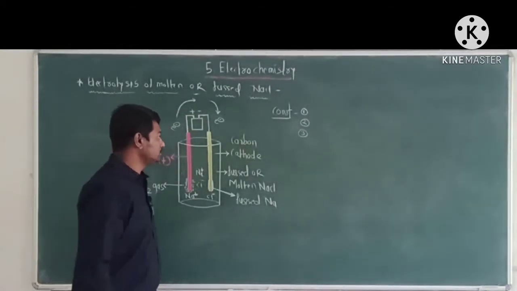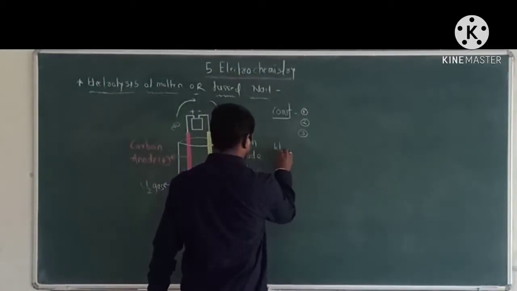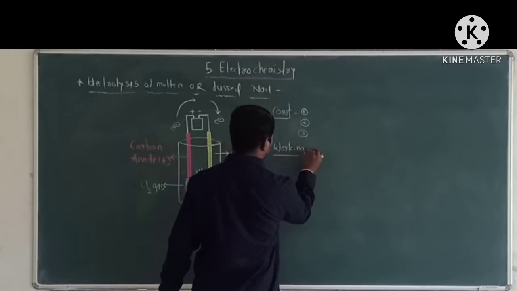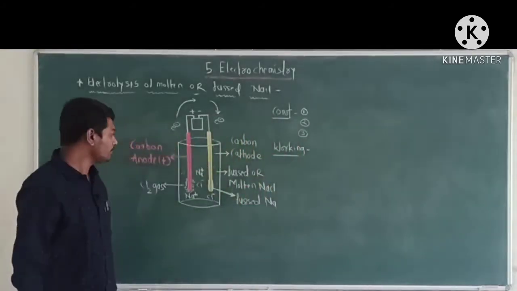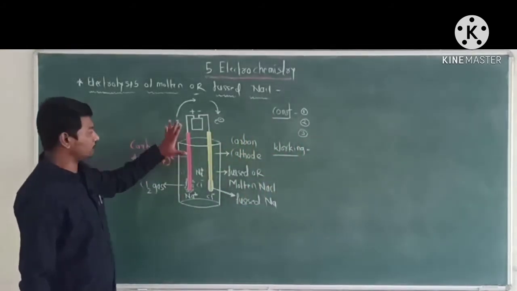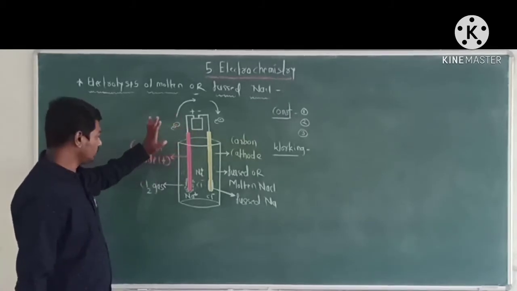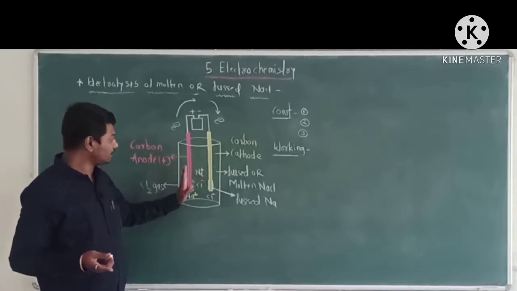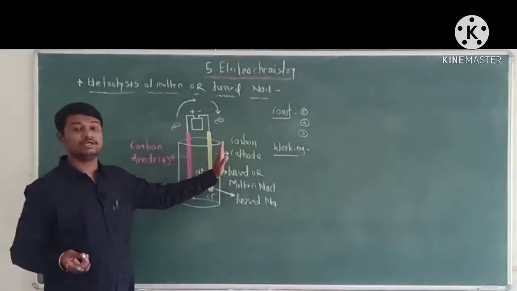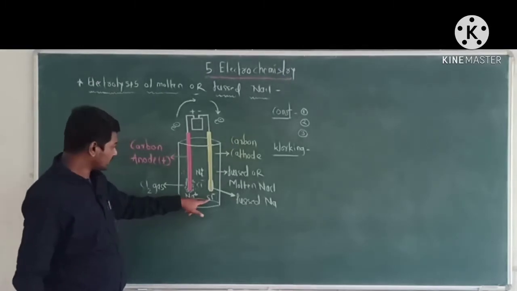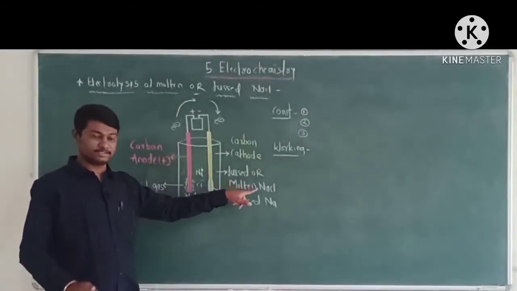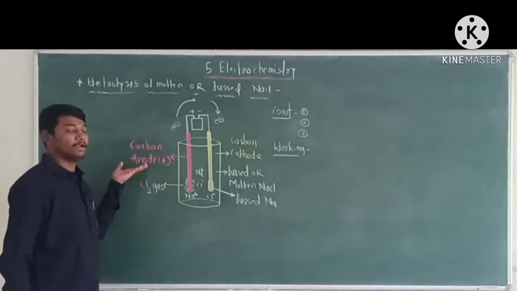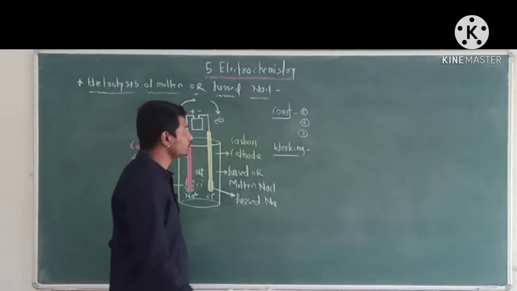Now second, working. When the current flows, the Na+ ion, sodium ion, migrates toward the cathode, and the Cl- ion, which is present in the fused or molten NaCl, is attracted toward the anode.